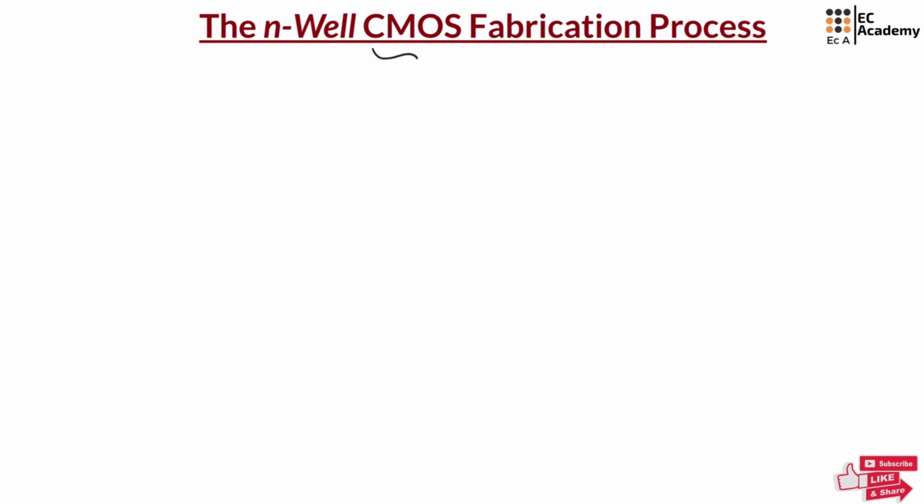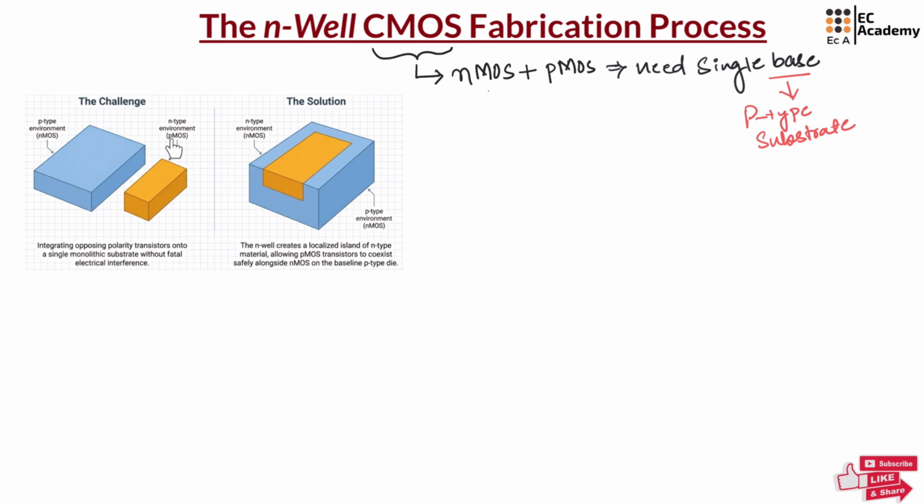So in N-well process, the base will be P-type silicon substrate. Now since the base is already P-type, we can directly build our nMOS transistor on it. But where will we build the pMOS transistor? To build the pMOS transistor, we need N-type base. So to solve this, we'll dig a pool or a well inside the P-type and we'll fill N-type material inside it. This pool is known as N-well. This method is most commonly used today because it is very compatible with the older nMOS manufacturing method.